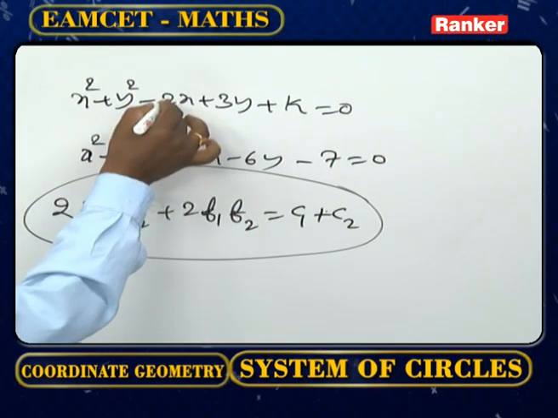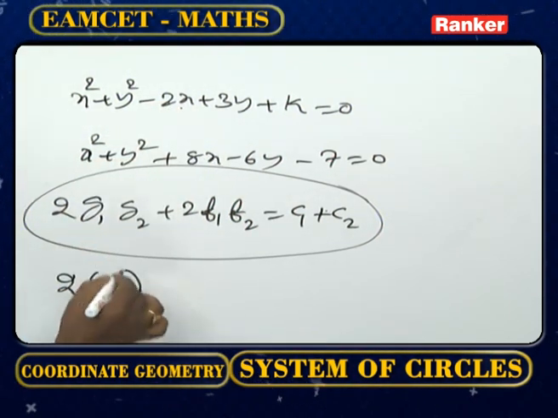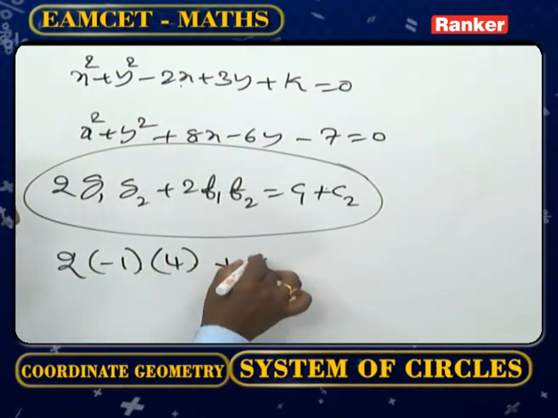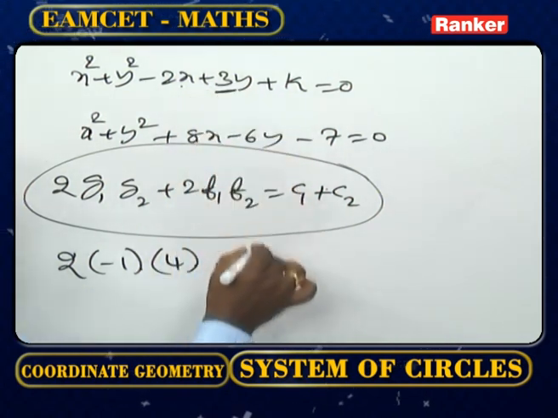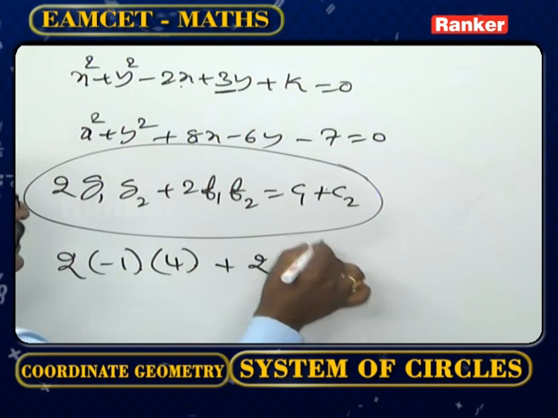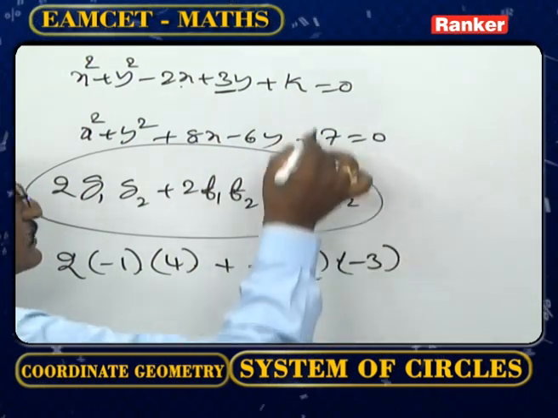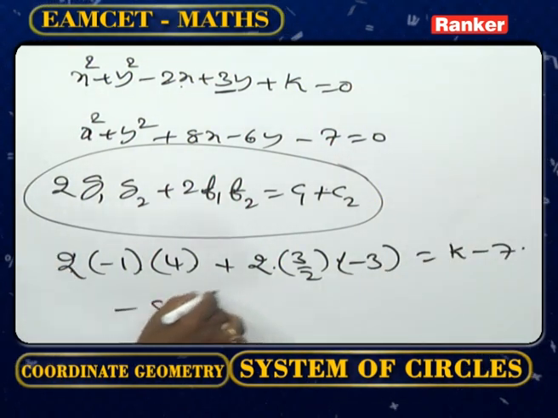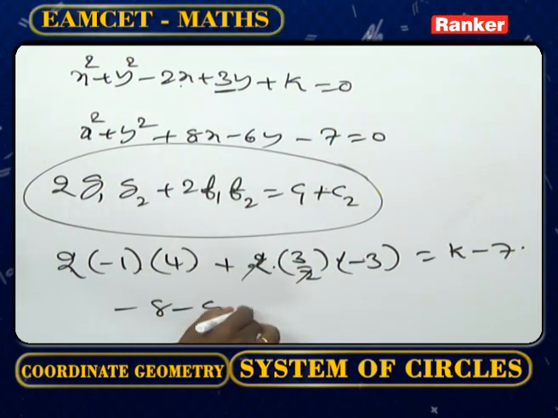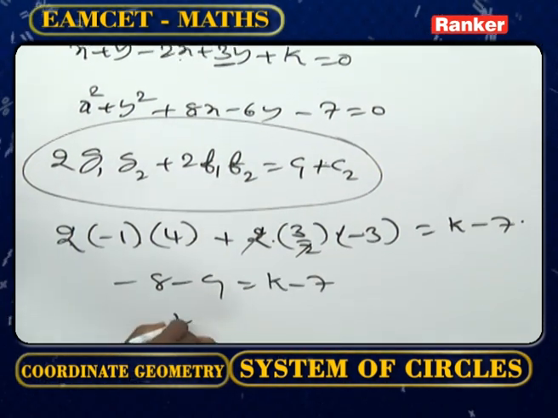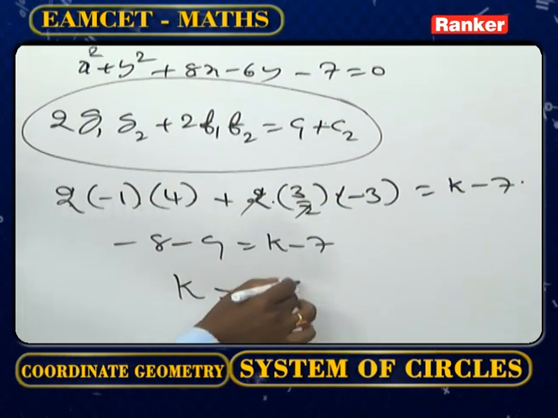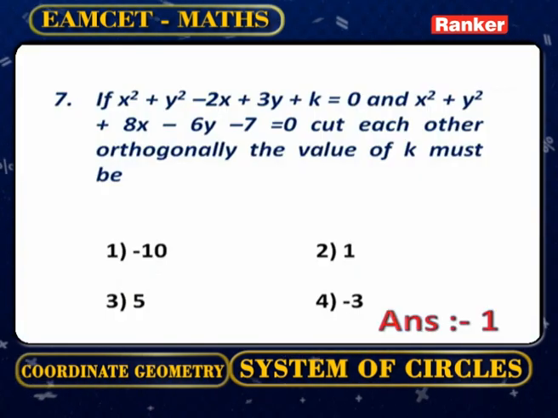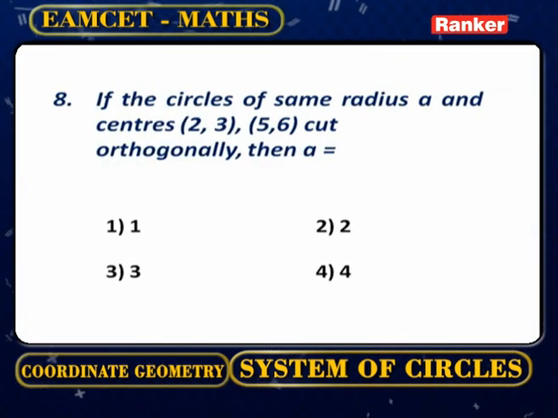Now 2 into g1, half of the coefficient of x in the first equation, is −1; g2 is half of the coefficient of x in the second, which is 4; plus 2 into f1, half of the coefficient of y in the first equation, 3/2; into f2, which is −3; equals c1 + c2, which is k − 7. Now −8, 2 cancel, −9 = k − 7. Now k = −10. The value of k equals −10. Then the first option is correct.